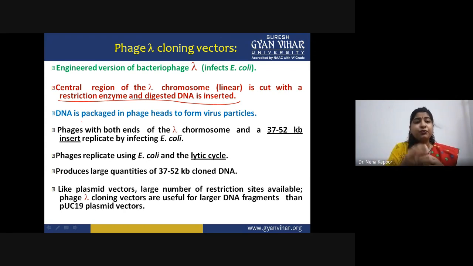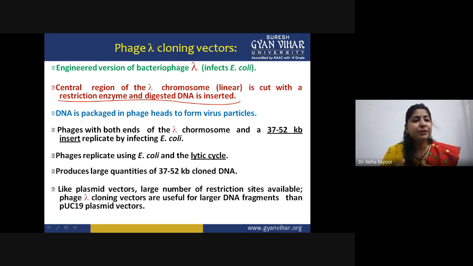Then phages with both ends of the lambda chromosome and a 37 to 52 kilobase pair insert can replicate inside E. coli after infection. Phage replication using E. coli follows the lytic cycle and it will be able to produce a large number of copies of 37 to 52 kb of cloned DNA.